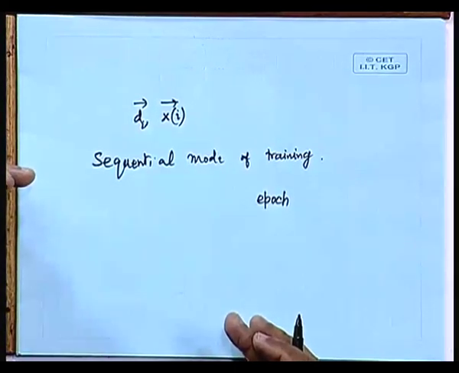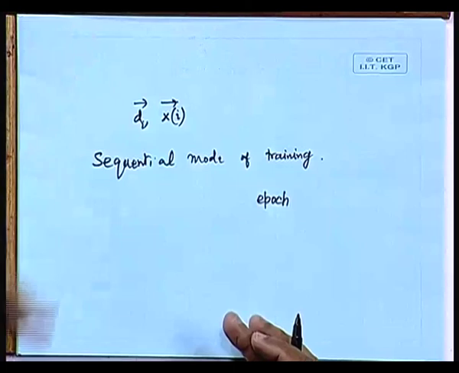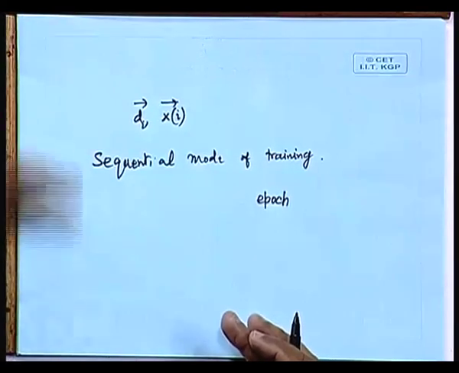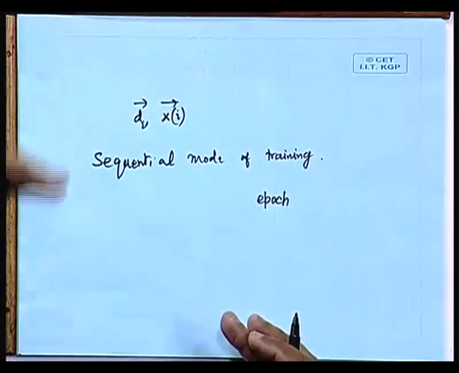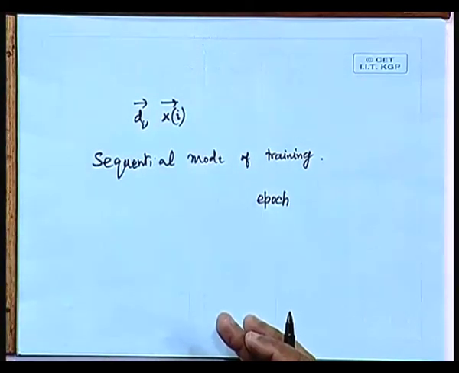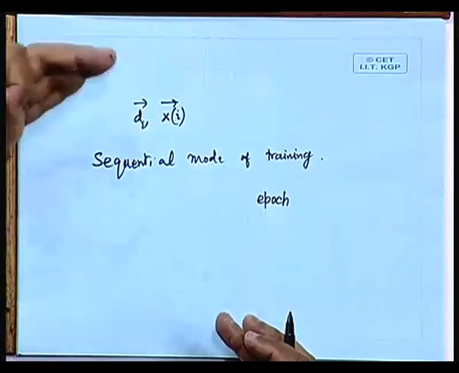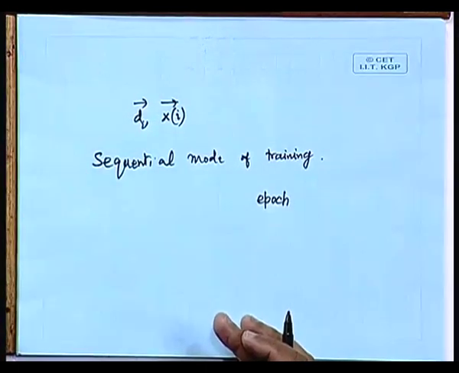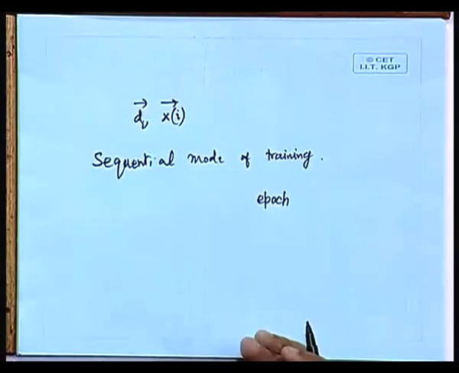Repeating the epoch means again starting with the first pattern, second pattern, third pattern. With every pattern fed, you update the weight, feed the next pattern, and so it goes on. So we will complete the second epoch, then the third epoch, and so on. Now, where to stop is also a question we should answer. What should be the stopping criteria?